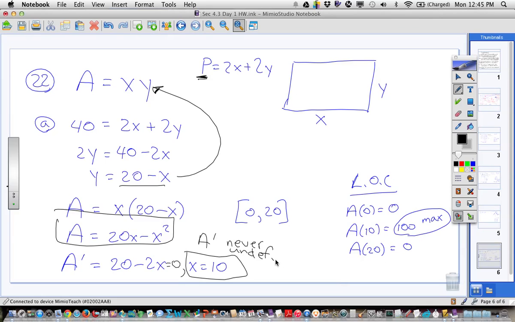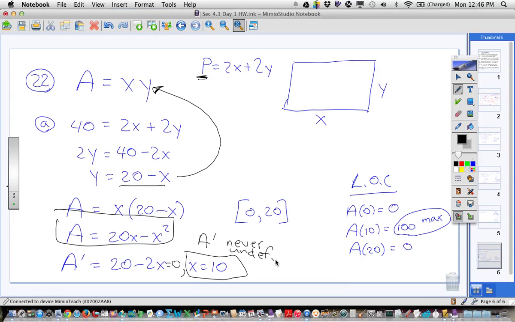What's the smallest x could be? 0. Well, then you don't even have a square. If x is 0, you don't even have a rectangle anymore. What's the biggest x could be? Well, you could say 20. You could use all $40 for the length. So you could have 20 here and 20 here. But then y would be 0, and again, you wouldn't have a rectangle. So I don't care. I will let you do that if you want to.